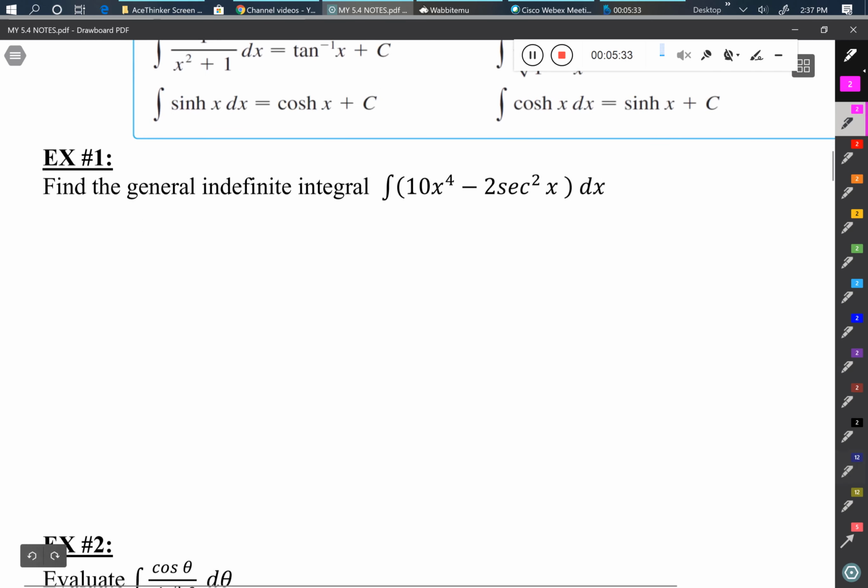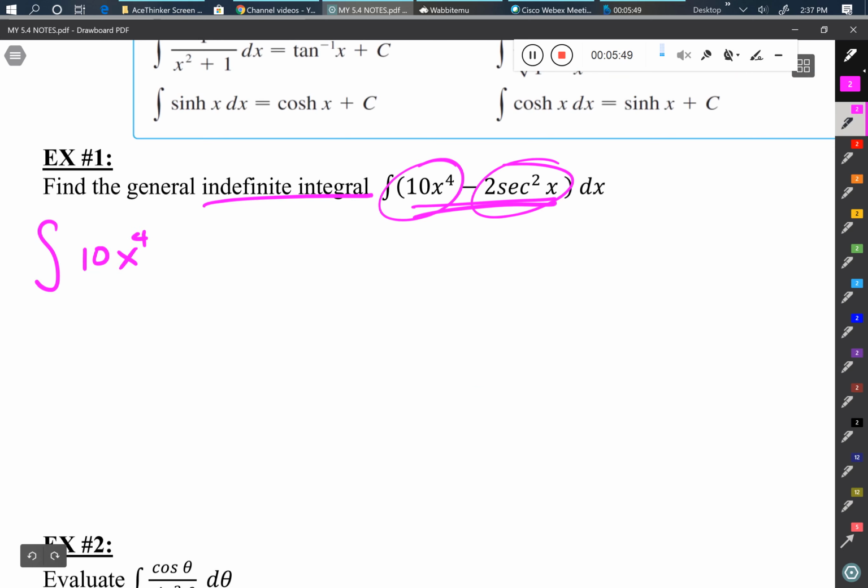This is example number 1. Find the general antiderivative, indefinite integral, for this integrand. I see 2 terms in my integrand, which means I'm going to rip this thing apart and think of this, in my mind at least, as 2 indefinite integrals. One will be 10x to the 4th dx, and the other will be the integral of 2 secant squared x dx.